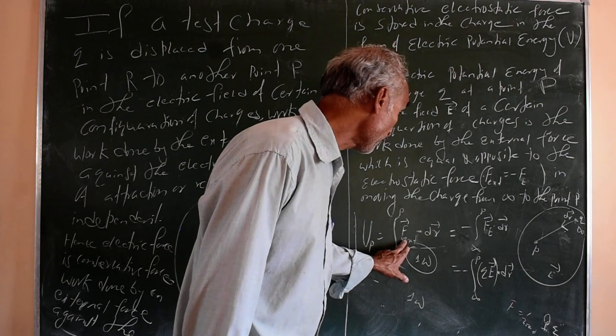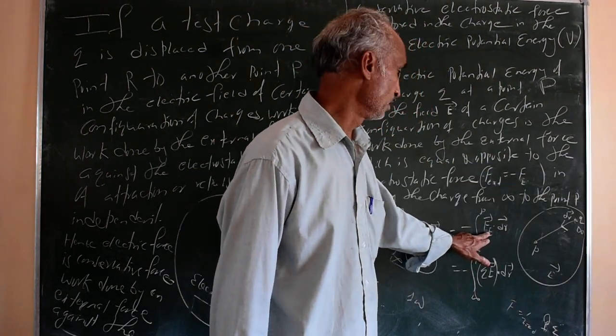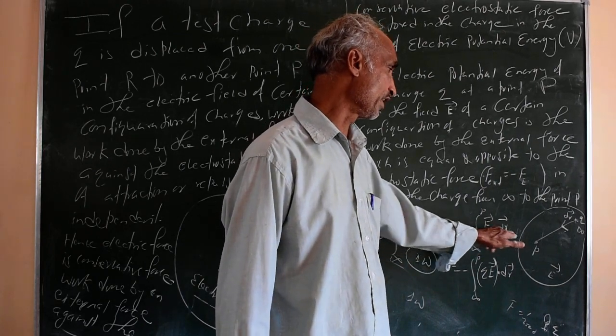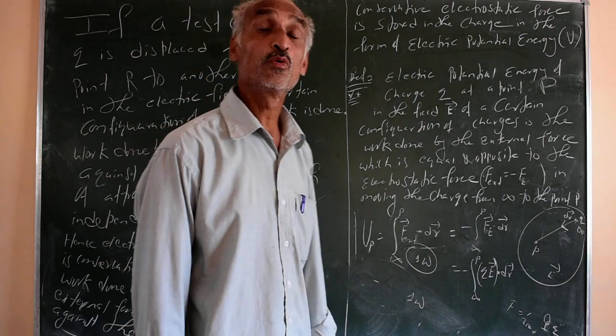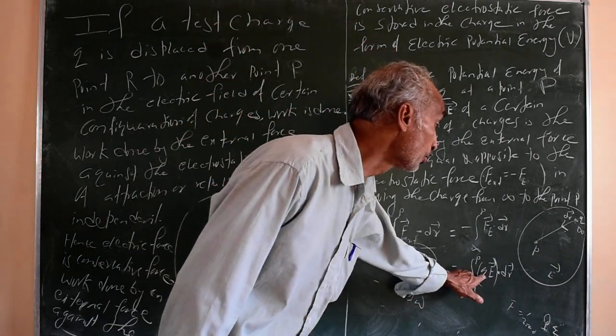So F external is equal to minus F_E, the electric force. Therefore it is minus F_E bar dot dr bar. Actually, what is the electric force? The electric force on the charge q is given by q into E bar.